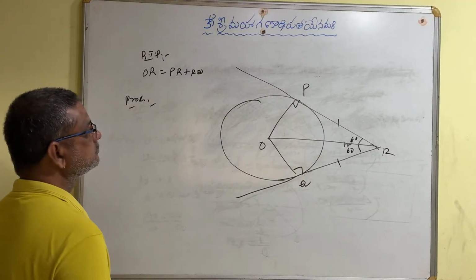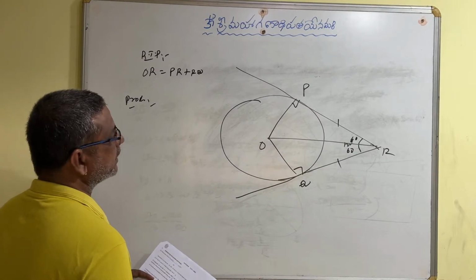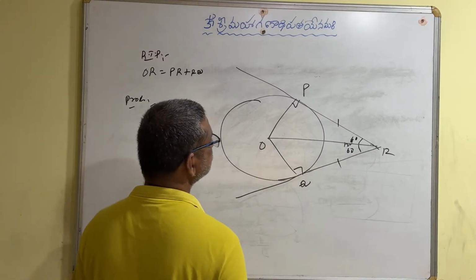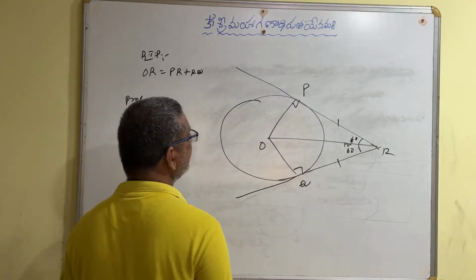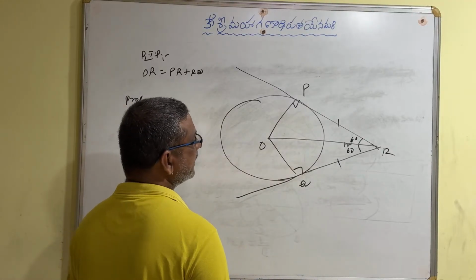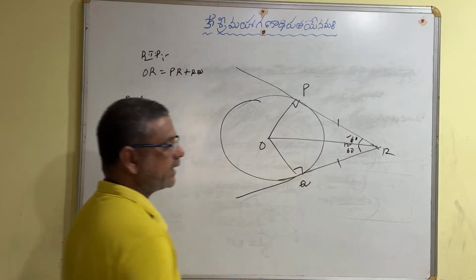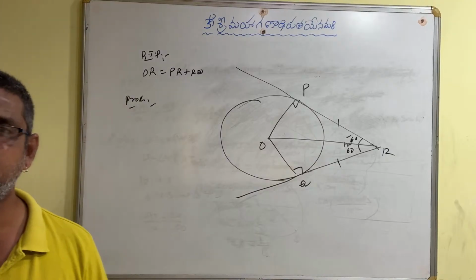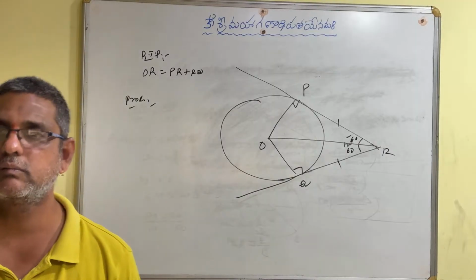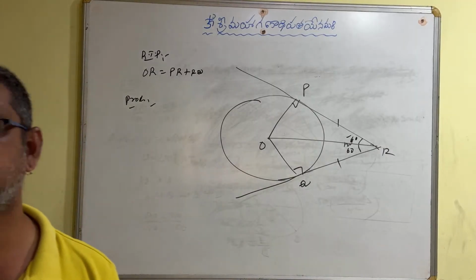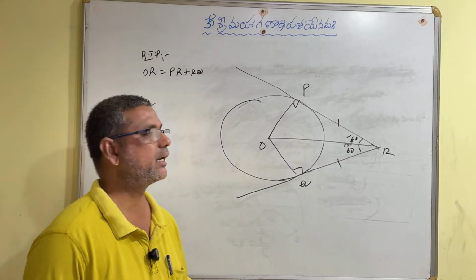Now we need to express in terms of PR and RQ. That means OR is equal to PR plus RQ. That is what we have to prove. So with respect to this angle, what is the relation between PR and OR? Can anyone say? PR, OR, what is the relation?